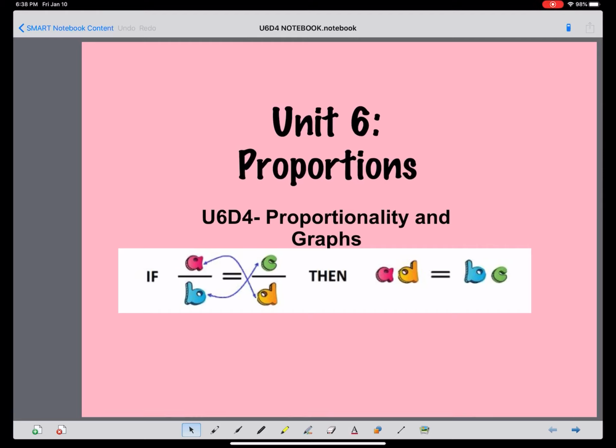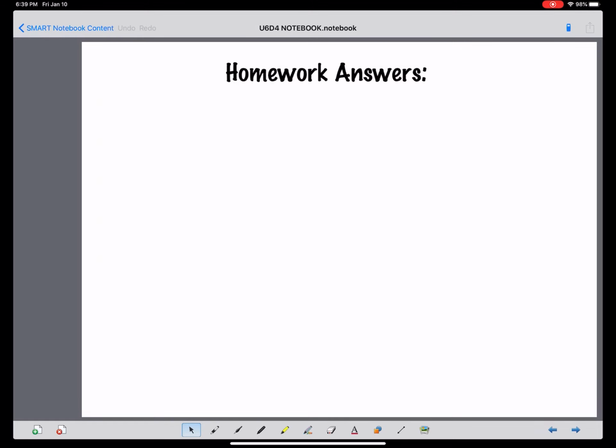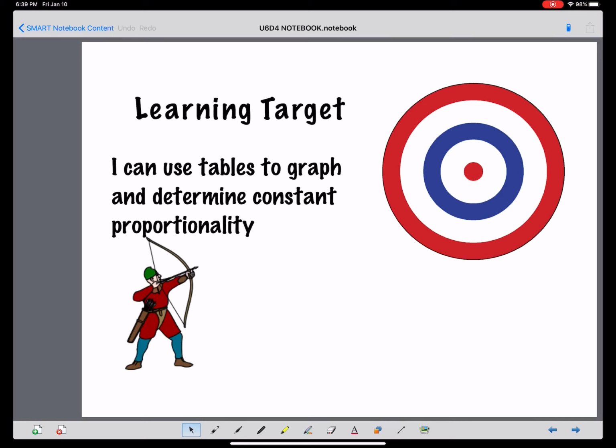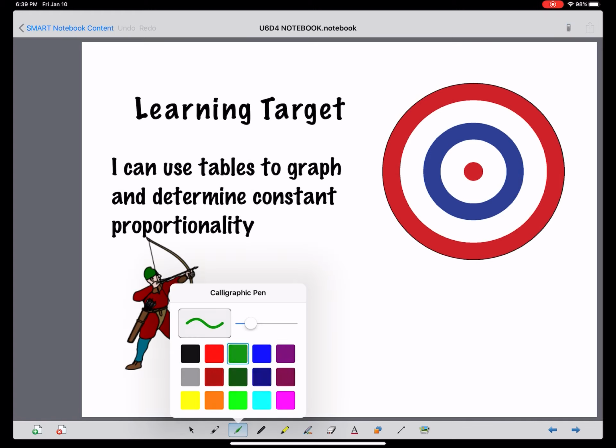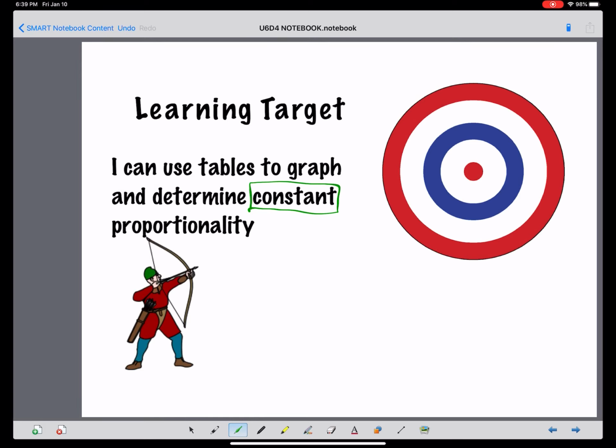Okay, so this lesson is Unit 6, Day 4, and it's on proportions and graphs. So let's take a look at our next slide. Our learning target is that I can use tables to graph and determine constant proportionality. This is the same idea about things being constant that we've been talking about for a while now.